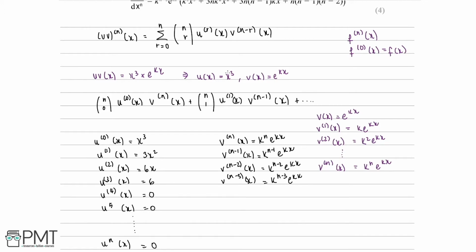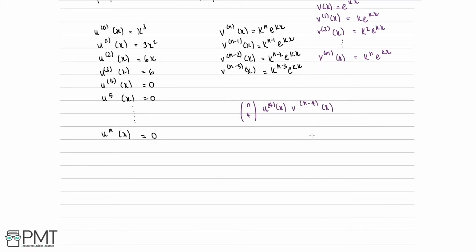Let's illustrate this using the specific example of r is equal to 4. Well, when r is equal to 4, our term will be n choose 4 multiplied by the fourth derivative of u multiplied by the n minus fourth derivative of v. Well, the n minus fourth derivative of v will be k to the power of n minus 4 e to the kx. But the fourth derivative of u will just be 0, and thus this entire term will be 0.